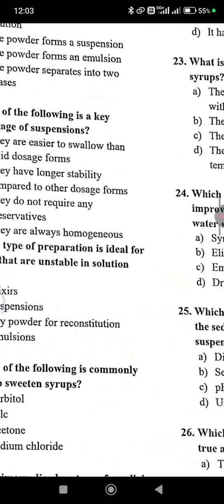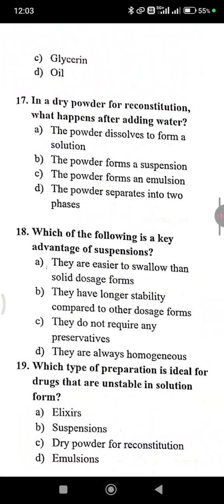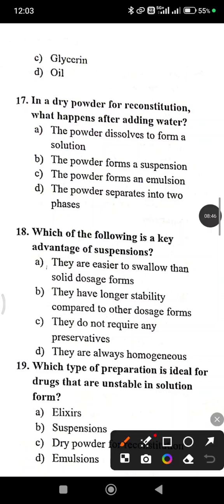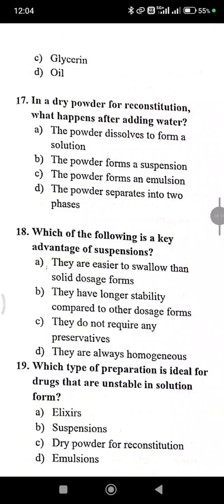Let's go to the next point, question number 17. In a dry powder for reconstitution, what happens after adding water? The powder dissolves to form a solution. The powder forms a suspension. The powder forms an emulsion. The powder separates into two phases. Option B, the powder forms a suspension, not a solution or an emulsion.